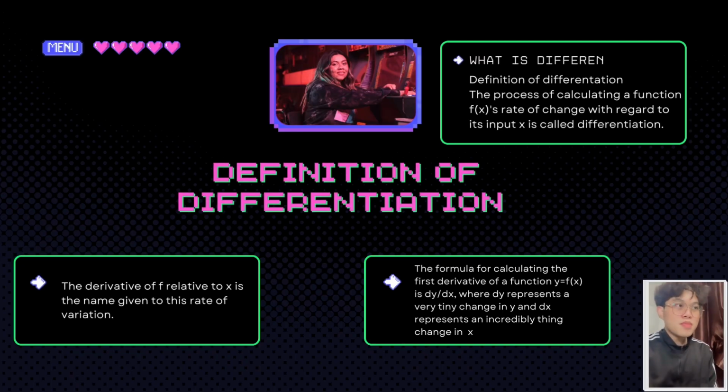Before we go to the deep explanation, we must know the definition of differentiation. First, the process of calculating a function f(x)'s rate of change with regard to the input x is called differentiation. Second, the formula for calculating the first derivative of the function y equals f(x) is dy/dx, where dy represents a very tiny change in y and dx represents an incredibly tiny change in x. Third, the derivative of f relative to x is the name given to this rate of variation.